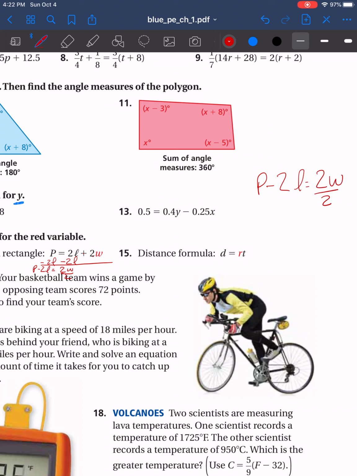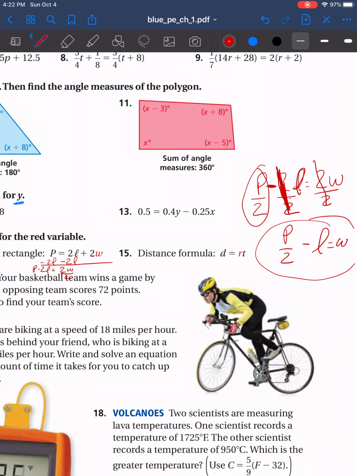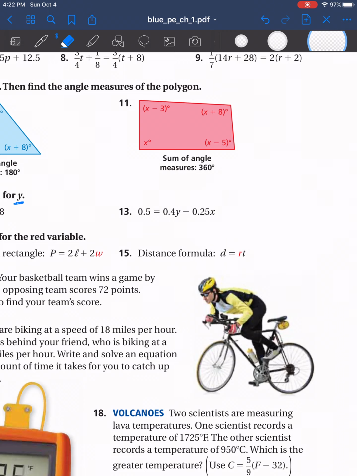We're dividing each of these by 2. Now, p divided by 2, there's nothing I can do there. So p divided by 2, that's just how it's going to be: p over 2. Now, negative 2 divided by 2. A negative divided by a positive is still a negative. But don't these turn into a 1? So now I'm just left with a negative 1l. Negative 1l equals w. And that is how we solved for w. We got w all by itself. Let's do the same thing for 15, okay? All right, I'm going to erase these so I have some space to work with.